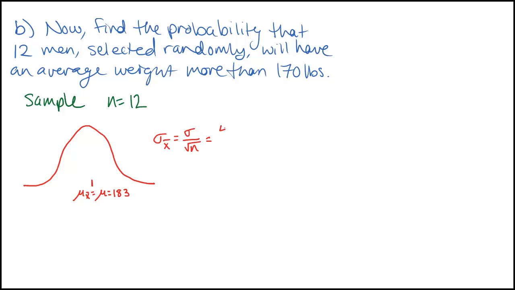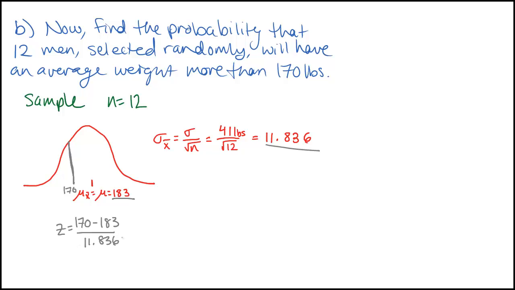So in this case, our population standard deviation was 41 pounds, and n is 12, so we get 41 divided by root 12. And if we compute this out, this comes out to about 11.836. So, same kind of process here, we just have a slightly different distribution. We're still looking at 170 pounds, which will be somewhere on the left. We're going to have to compute a z-score for the 170 pounds, but now our mean is 183, and our standard deviation is much smaller here.